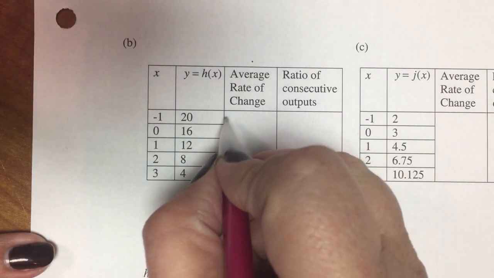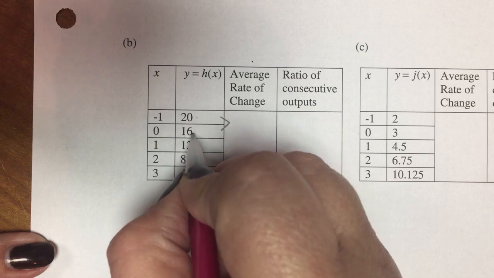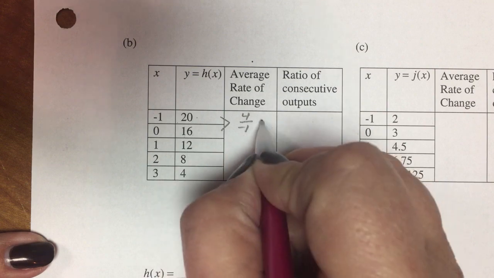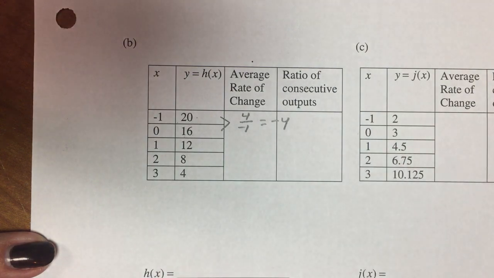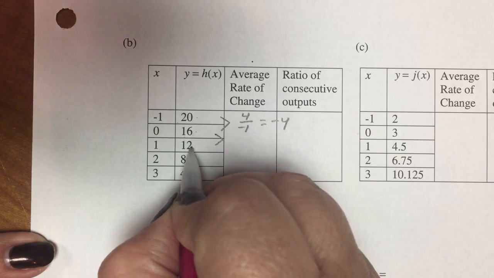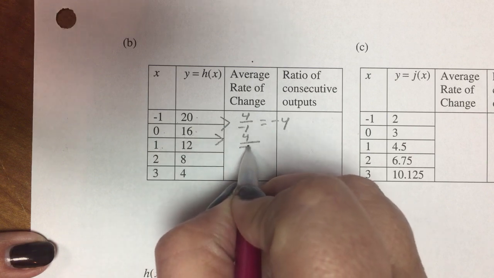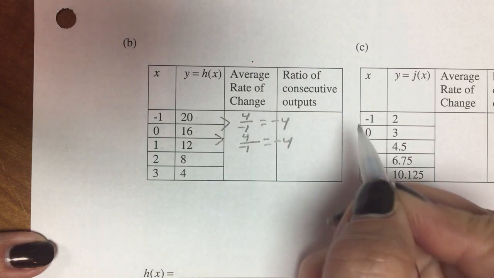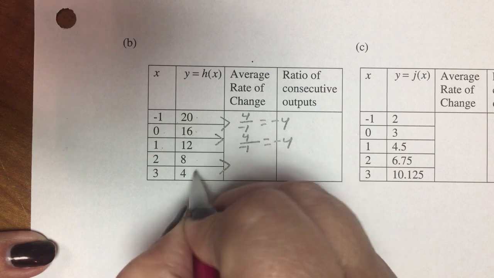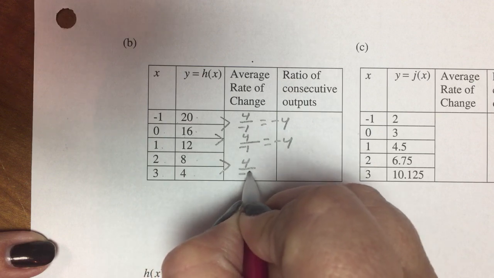Well, we're going to do the same thing. So we're going to look at the slope between this point and this point. So 20 minus 16 is 4 over negative 1. So that's going to give me negative 4. Let's go between these two. 16 minus 12 is 4 over 0 minus 1 is negative 1. Again, negative 4. Let's just do the last two to see. So 8 minus 4 is 4 over 2 minus 3 is negative 1.